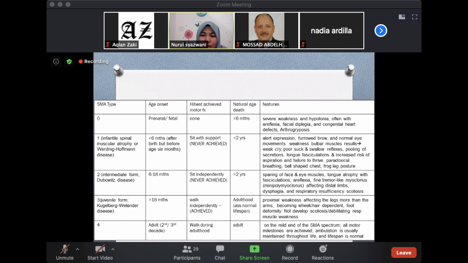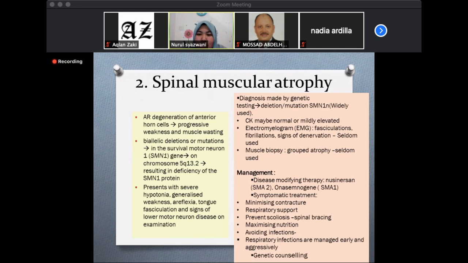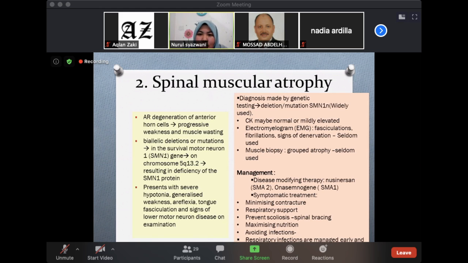Okay, the diagnosis can be made by genetic testing. We can use other investigations to diagnose, but what is currently and widely used is genetic testing, where we need to see the deletion or mutation of SMN1. Creatine kinase (CK) and EMG can also be used, and the last one is muscle biopsy, but these are seldom used to diagnose spinal muscular atrophy.